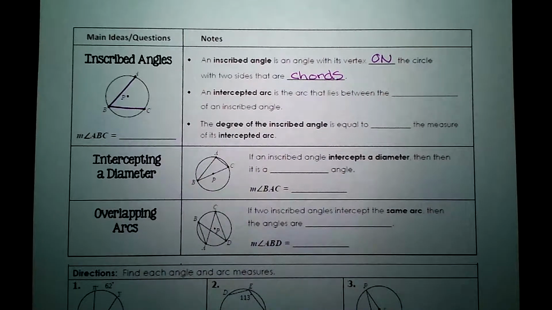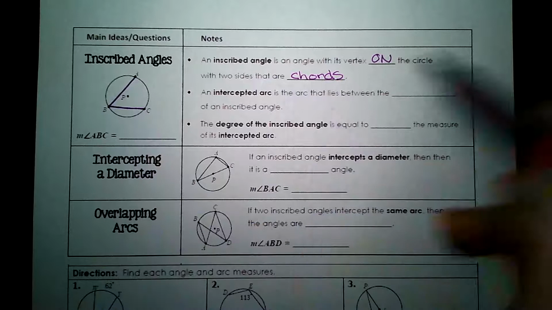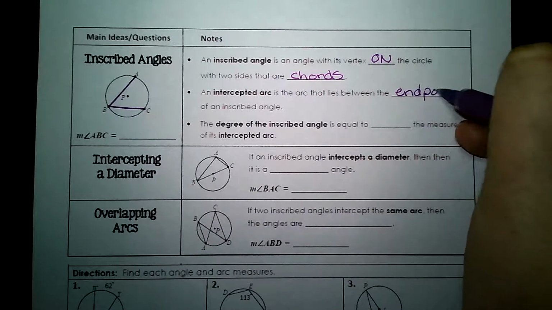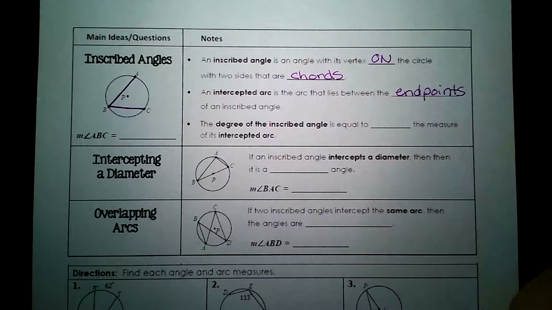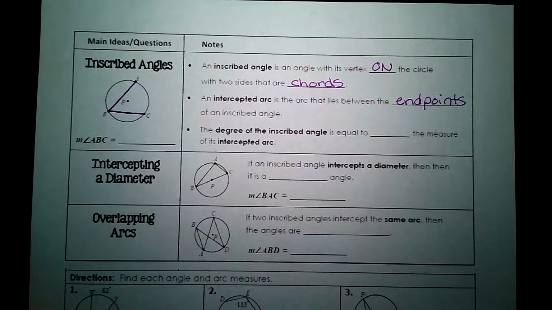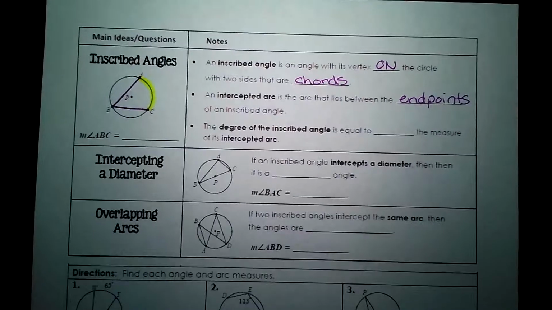Something very important to understand is that the intercepted arc, the arc that is created by the inscribed angle, lies between the endpoints of the inscribed angle. Okay, so for example, the arc that is created by this angle, if we use our endpoints, are A and C. So the arc that goes with our inscribed angle is arc AC.